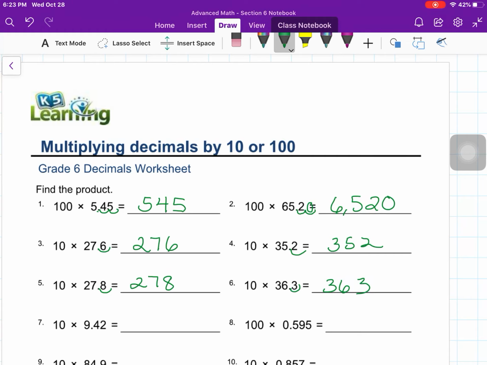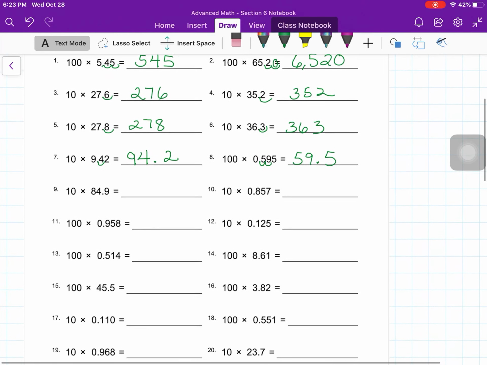Let's do 2 more here together. 10 times 9 and 42 hundredths becomes, move it 1 place, becomes 94 and 2/10. And 100 times 0 and 595 thousandths becomes, 2 places to the right, and it becomes 59 and 5/10.